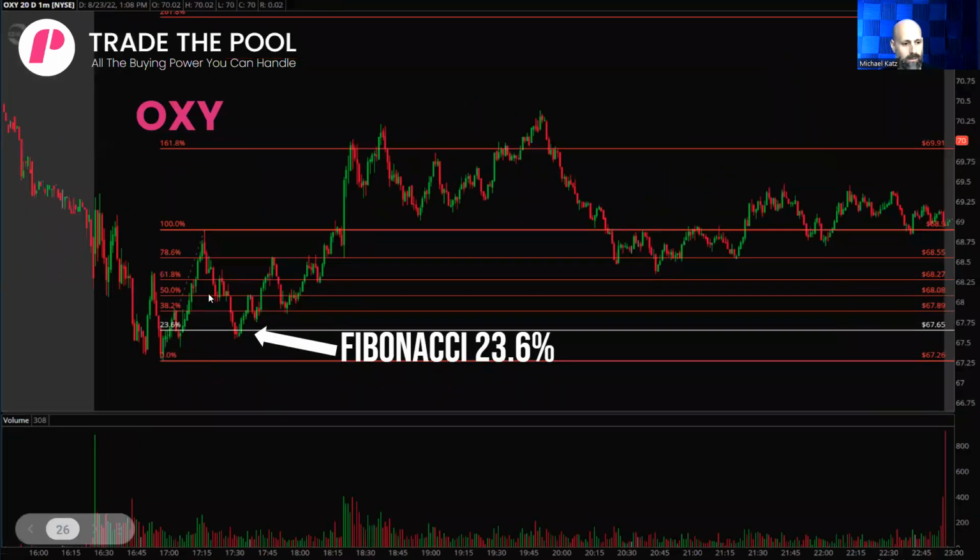We can also look at Oxy, same thing, dropping from pre-market, reaching a support level, bouncing up, retesting the Fibonacci 23.6, and then bouncing up again. And this is the right way, the easiest, I guess, way. Obviously, there are many strategies to buy the dip, but at least for me, that is by far the easiest way to find the bottom and then to buy and enter at the right place.